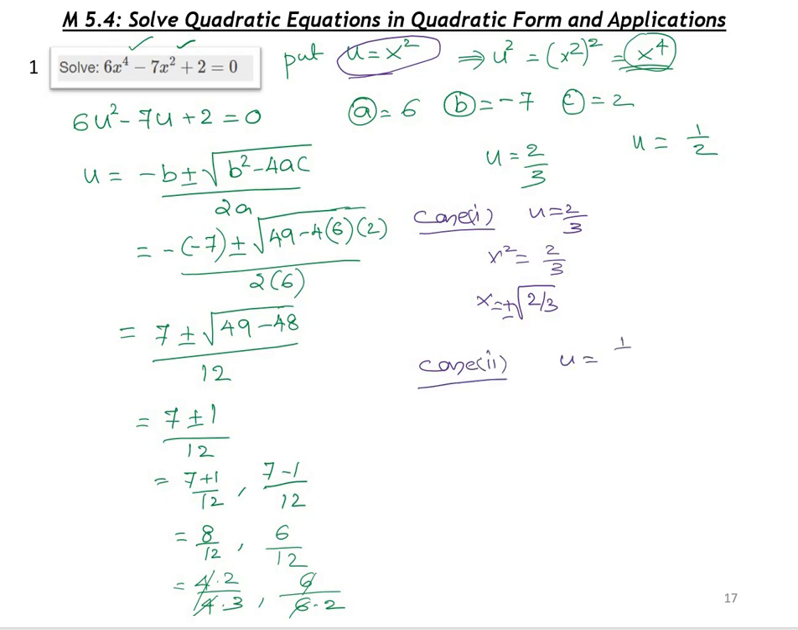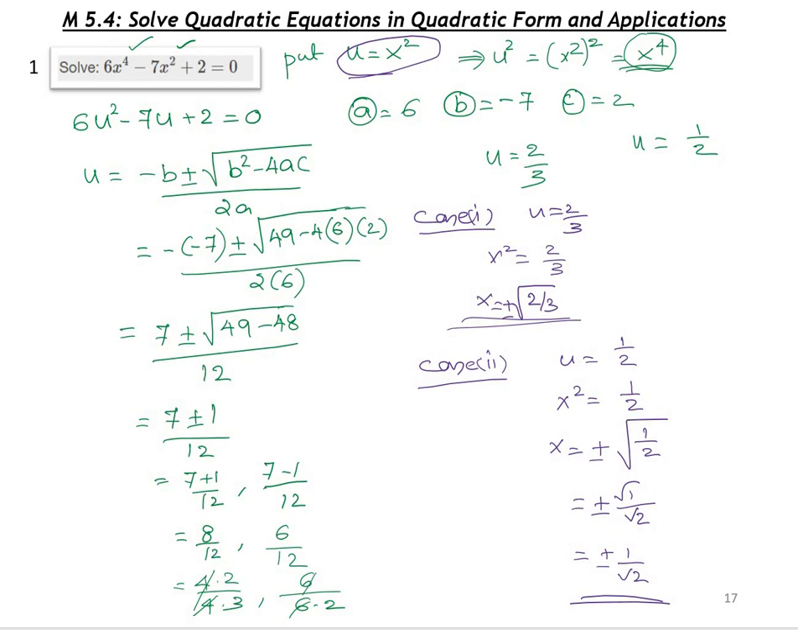Now let us take case 2. u equal to 1 over 2. That means x squared is equal to 1 over 2. So x is equal to plus or minus square root of 1 over 2, and that is plus or minus square root of 1 divided by square root of 2, that is plus or minus 1 over square root of 2. So we have 4 different solutions: plus or minus 1 over square root of 2, two solutions, and plus or minus square root of 2 over 3, another two solutions.